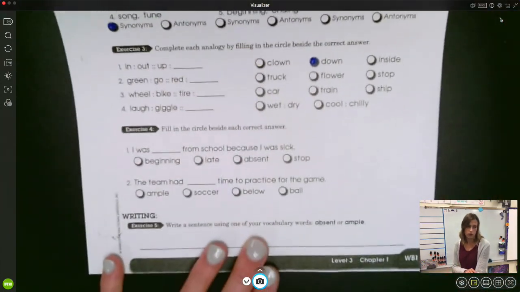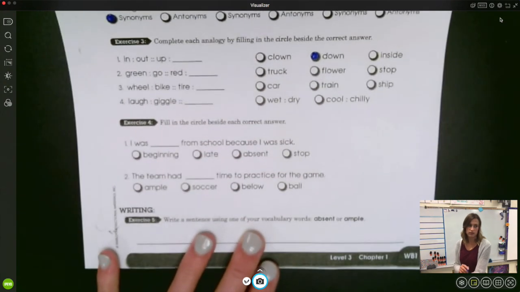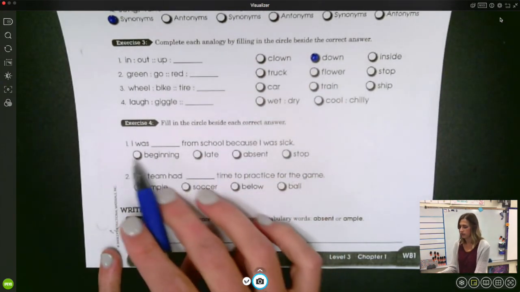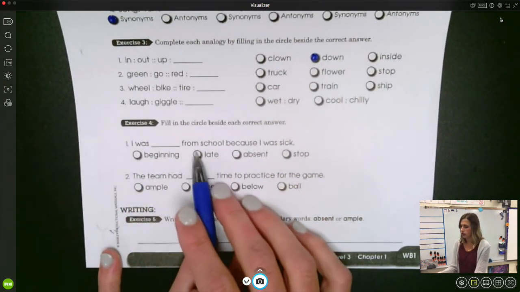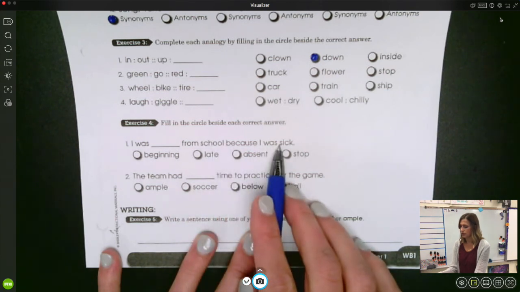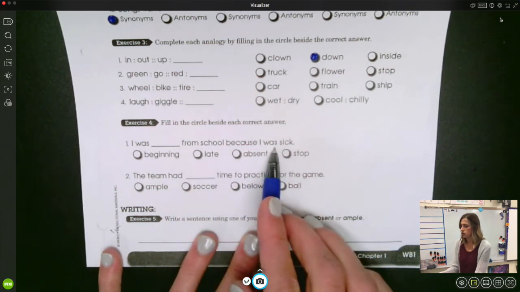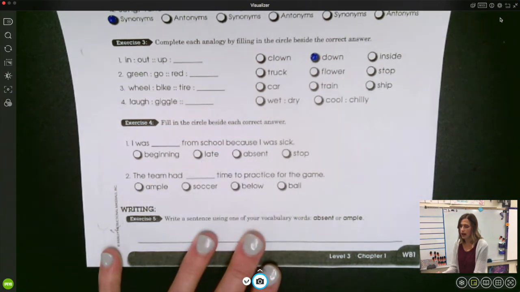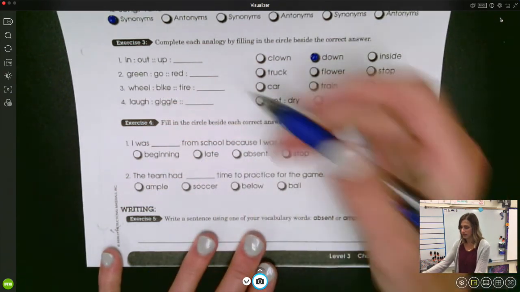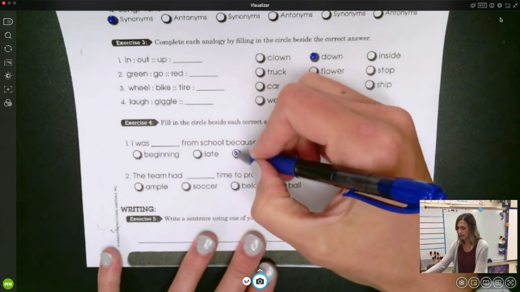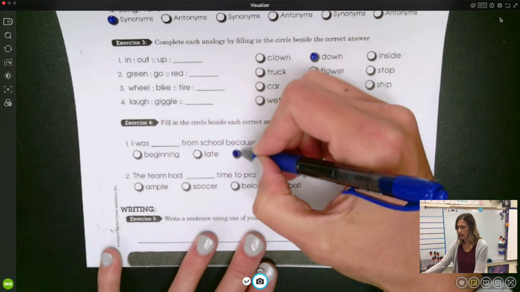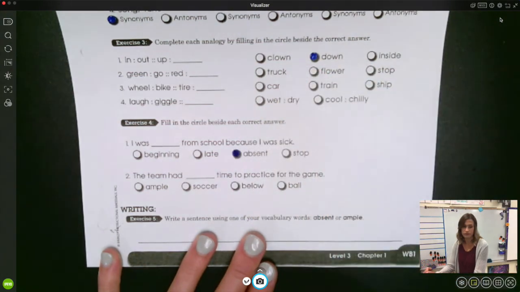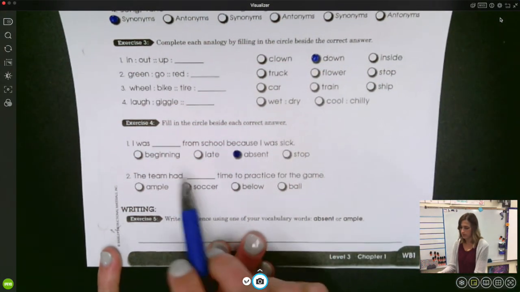Slide my paper down. We're on exercise 4. Exercise 4 says fill in the circle beside each correct answer. I was blank from school because I was sick. Okay, if you're sick from school, are you beginning, late, absent, or stop? Absent, right? Absent was one of our vocabulary words last week. Absent means you're missing, you're gone, right? If you're sick, you're gone from school, you're not there. All right? Next one, 2.